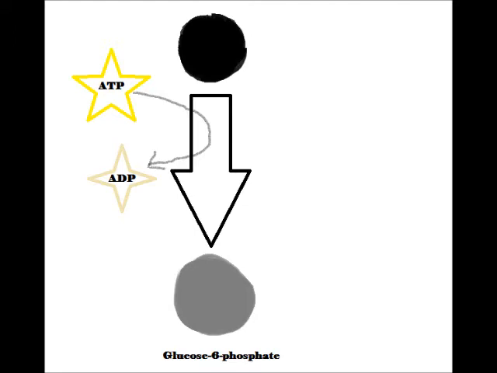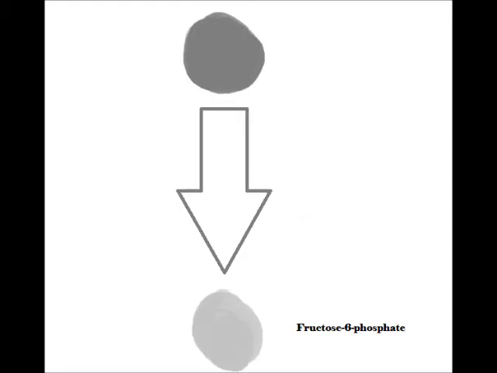Now, that'll meet phosphoglucoisomerase. So it's just going to make glucose 6-phosphate isomer, fructose 6-phosphate. Now, fructose 6-phosphate will meet phosphofructokinase, and phosphofructokinase is a really important allosteric regulator.